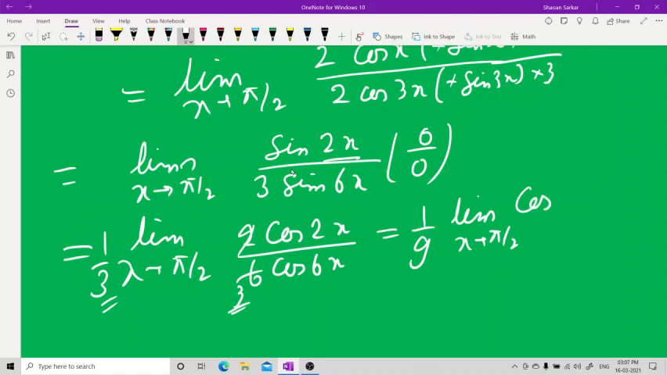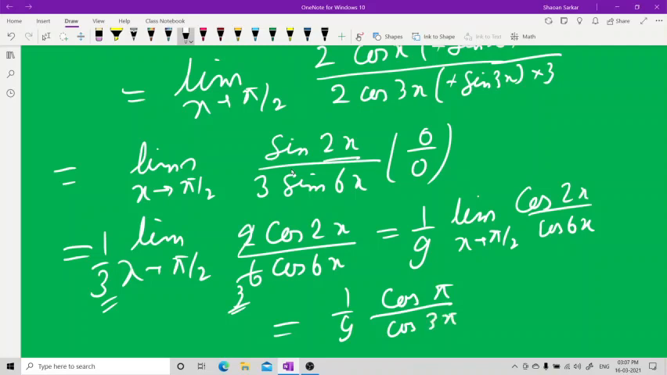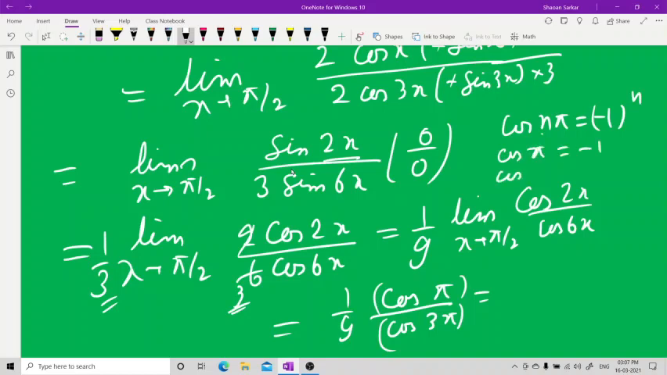Now you have cos 2x upon cos 6x. Now put the limit. This is 1 by 9 times cos pi upon cos 3 pi. Now cos n pi is equal to minus 1 to the power of n. Cos pi, when n is 1, is minus 1. Cos 3 pi is minus 1 to the power of 3, and that is minus 1. So this is 1 by 3 times minus 1 upon minus 1. This is nothing but 1 by 3.